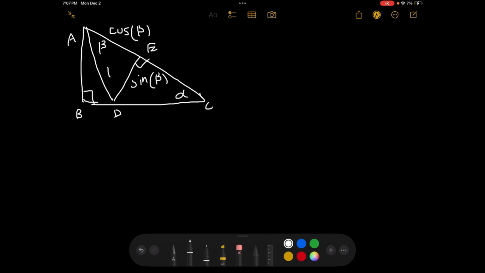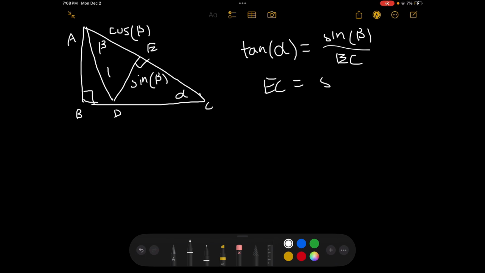Now we can turn to triangle ECD. Tangent of angle alpha is equal to opposite over adjacent, which is just ED divided by EC, which is sine of beta divided by EC. So we can get that EC is equal to sine of beta divided by tangent of angle alpha.